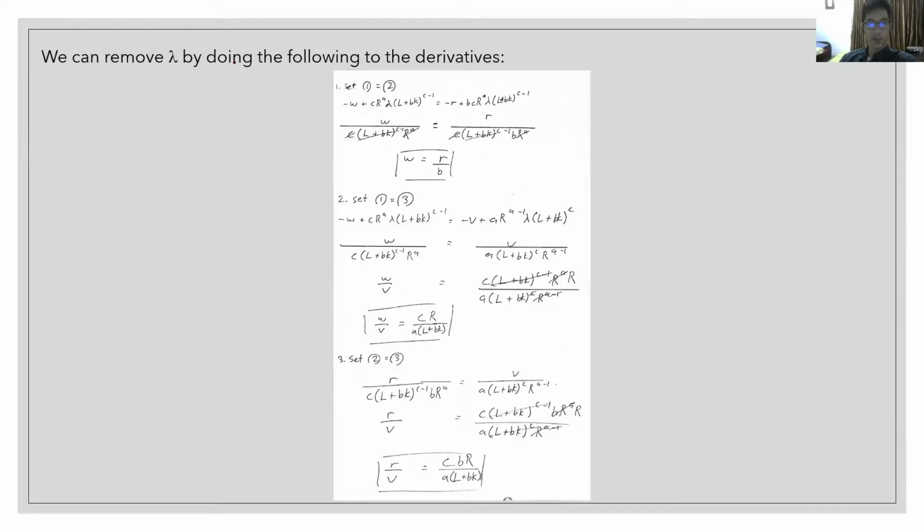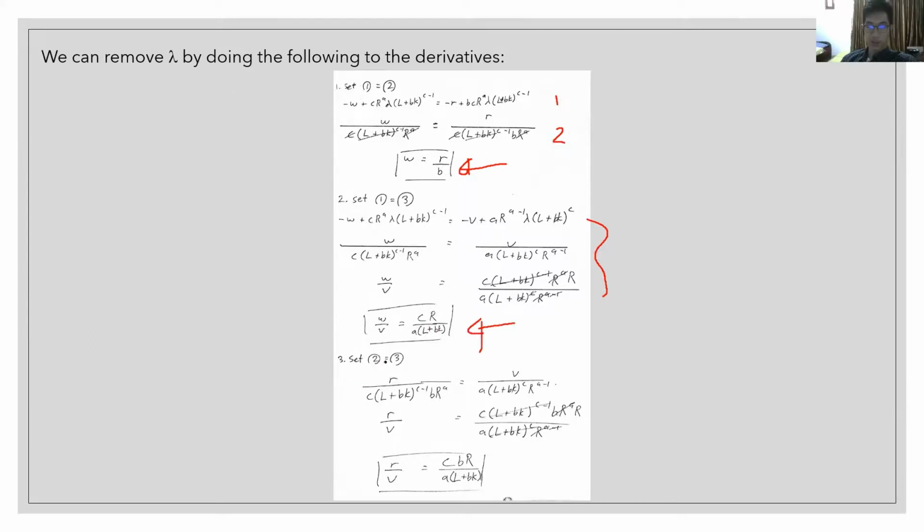Now we can remove the lambda by doing the following steps. I set 1 equals to 2, set partial derivative 1 equals to 2. It's a very long, complicated method, but I simplified it into only 2 steps here. And basically we can find here W over V equals R over B, our first value. And then set 1 equals to 3, do the same thing, do the steps, and then we find here W over V equals to CR over A L times L plus BK, right here.